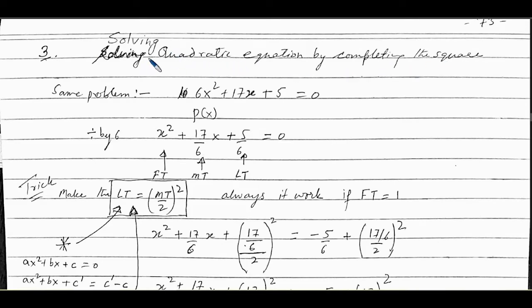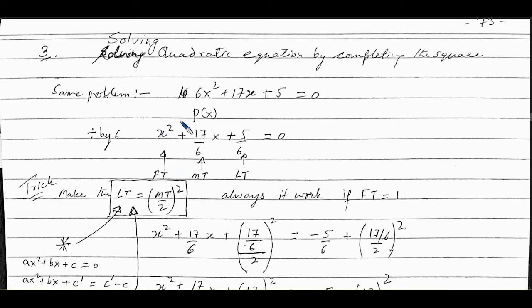Okay, now we are going to solve a quadratic equation by completing the square. Solving means we will try to factorize. Earlier we did it by splitting the middle term, but here we will make a complete square, that is some factor square. You will understand what I mean. I will show you one trick. You make this coefficient 1 by dividing by 6. So if I divide by 6, this is x square plus 17 by 6 into x plus 5 by 6 equal to 0. All terms I have divided.